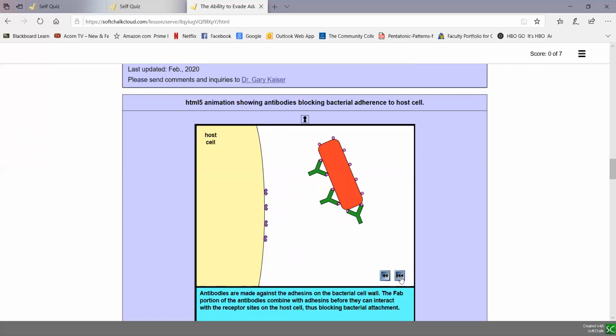And of course, if that was an antibody like IgG, it could also then promote opsonization. So another way antibodies protect the body is blocking bacterial adherence. And that's how they protect us against viruses when we vaccinate against viruses. We make antibodies that coat the virus so they can't bind to receptors on our host cell.